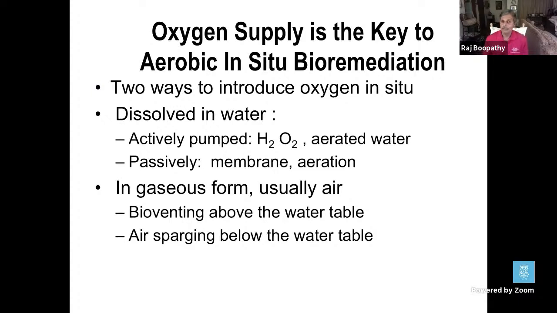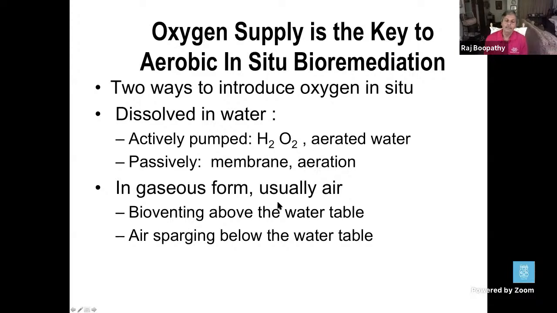So how do you deliver oxygen? If you don't have it in the site, you can use hydrogen peroxide, pump the hydrogen peroxide below ground, and you can aerate your water and pump the aerated water instead of delivering oxygen in gaseous form. And you can do it passively using a membrane, and you can also aerate using a pump. So those are commonly used methods.